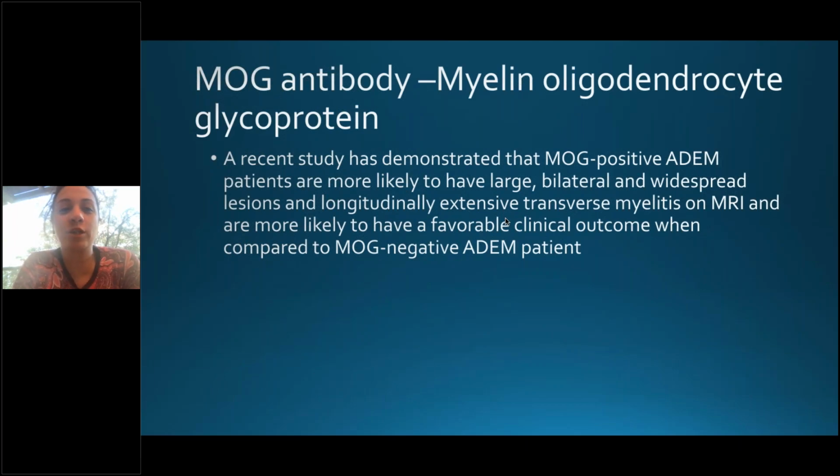So the myelin oligodendrocyte glycoprotein in acute disseminated encephalomyelitis, when they have positive antibodies, it actually gives a favorable outcome. And then MOG negative acute disseminated encephalomyelitis patients in terms of relapsing courses or recurrence. So it's quite helpful for that.